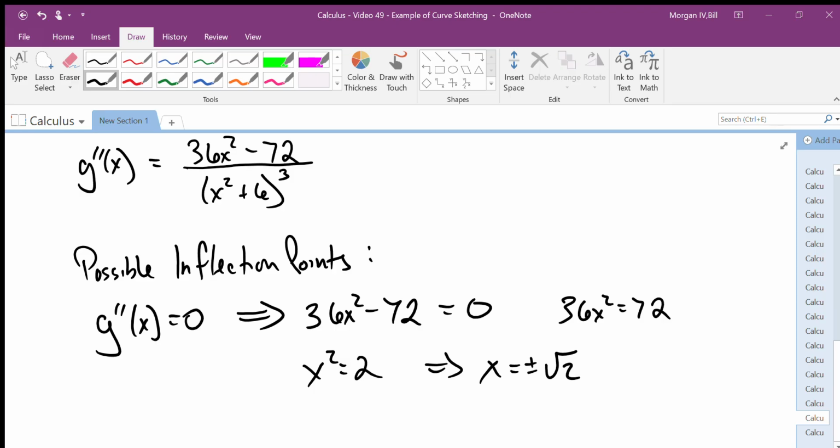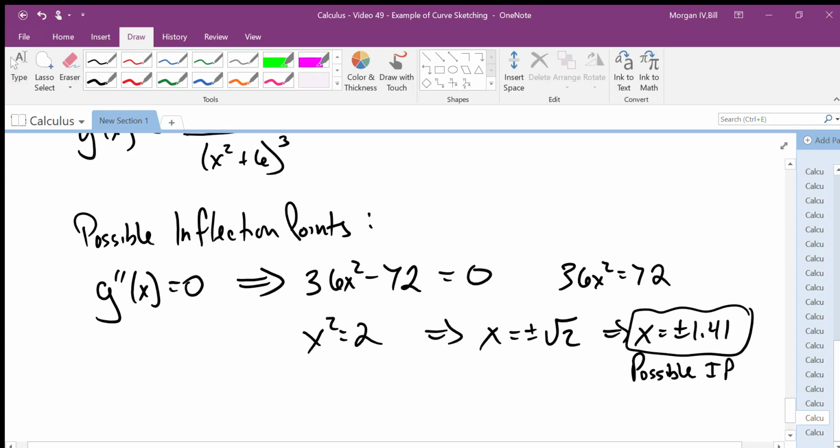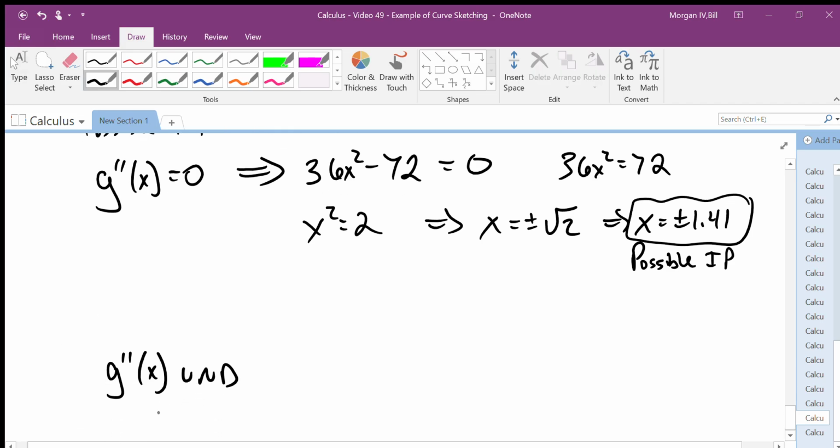All right, so if I want a decimal, I'm looking at about 1.41. So we have x equals plus or minus 1.41. These are possible inflection points. We'll have to put them on a number line to see if the concavity actually changes there or not. Then we'll look down here, when is the derivative undefined?